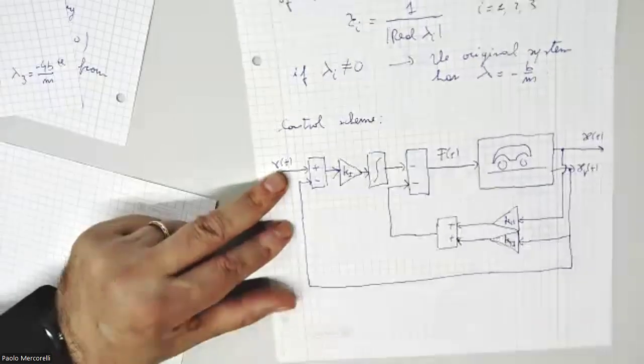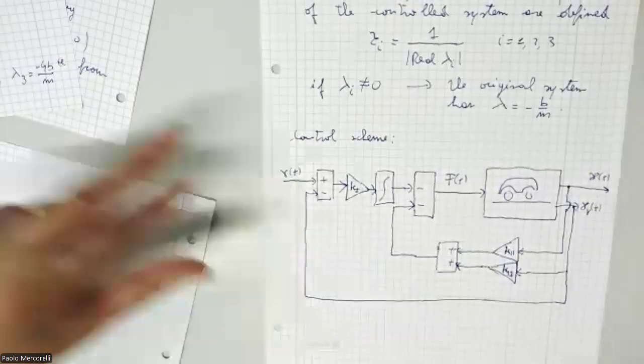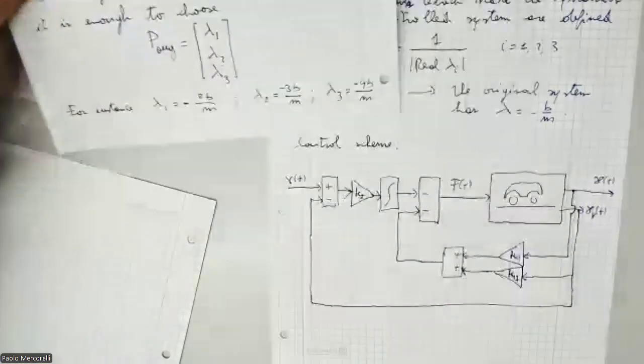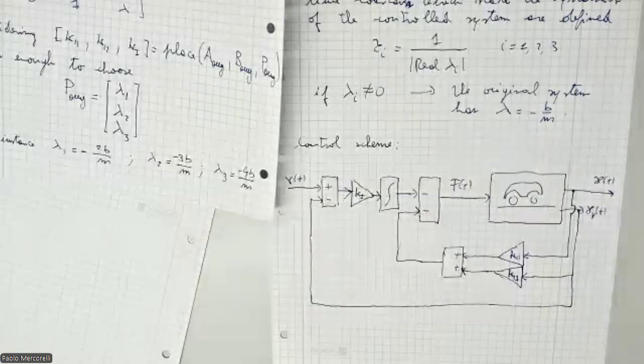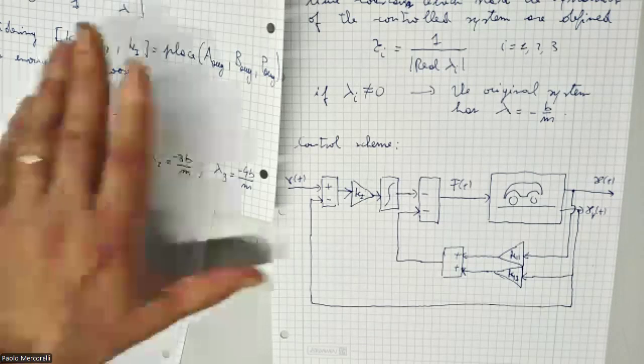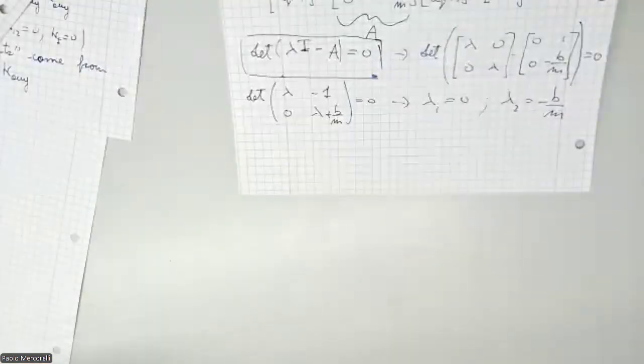Why do I put just a real part? Because I don't want oscillations. We will come back on this point, but we have seen when we have a complex lambda, we have oscillations.